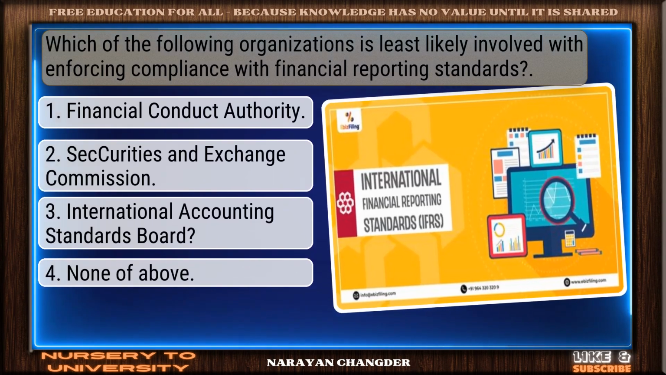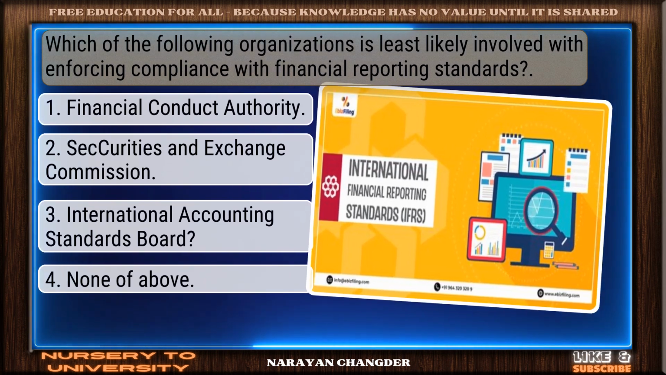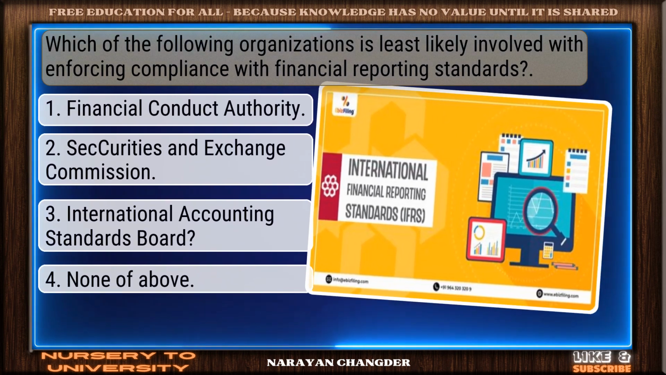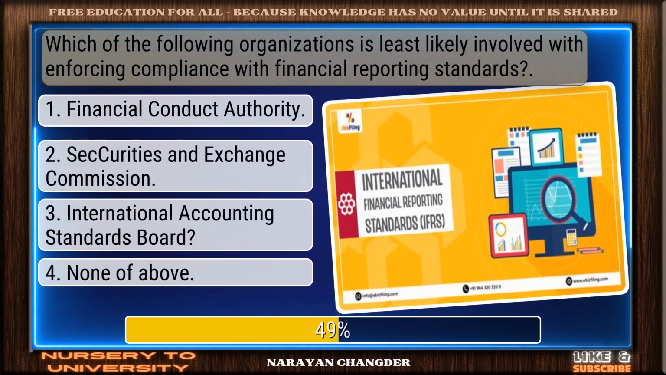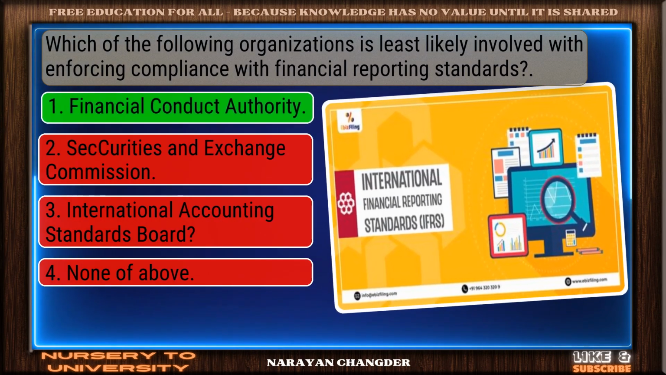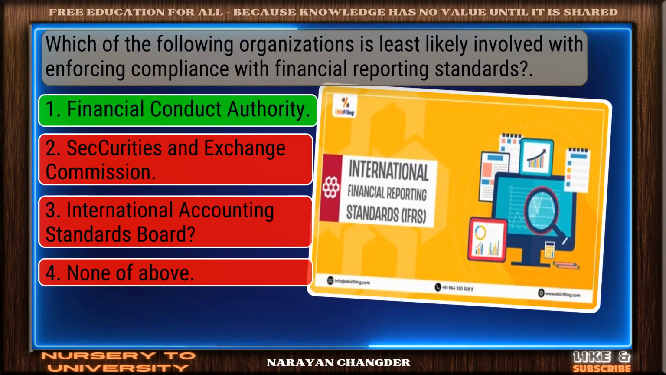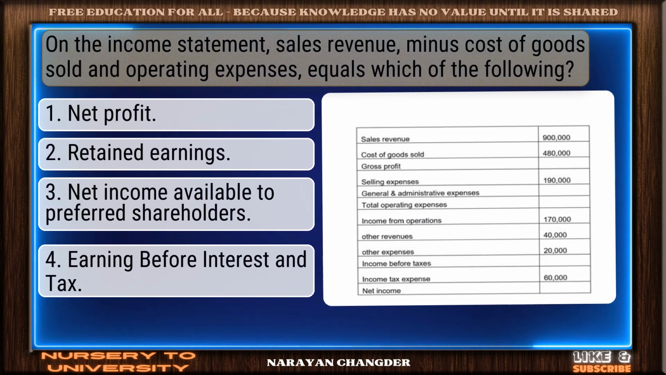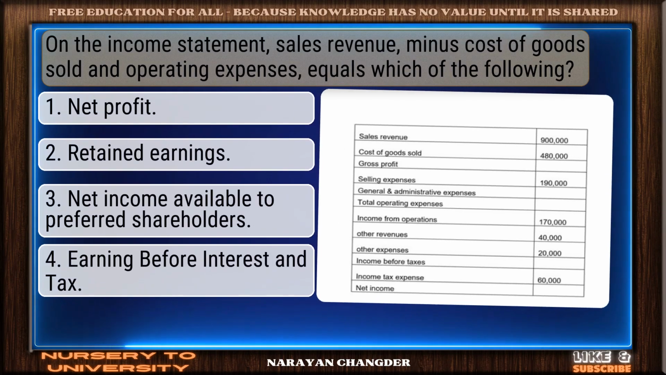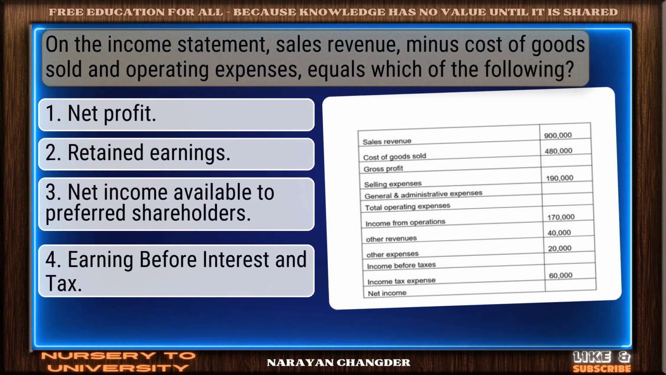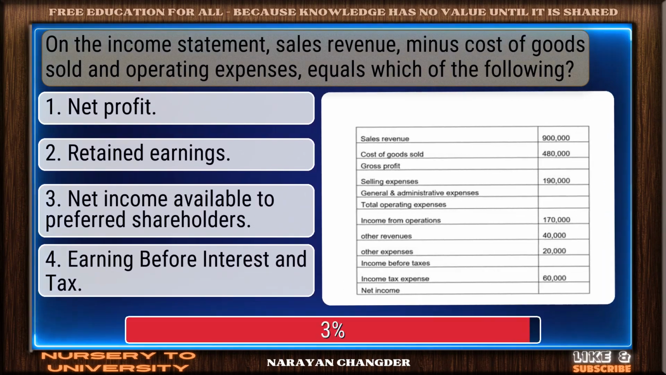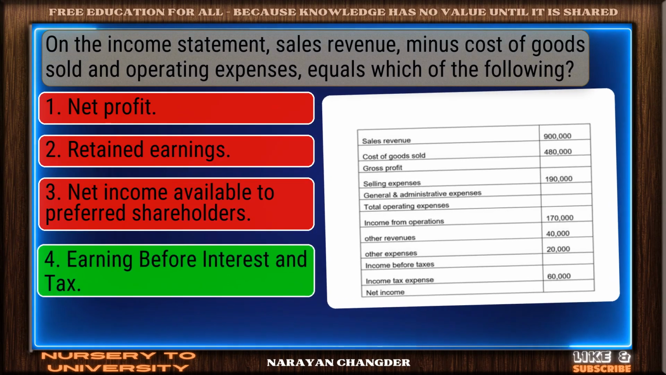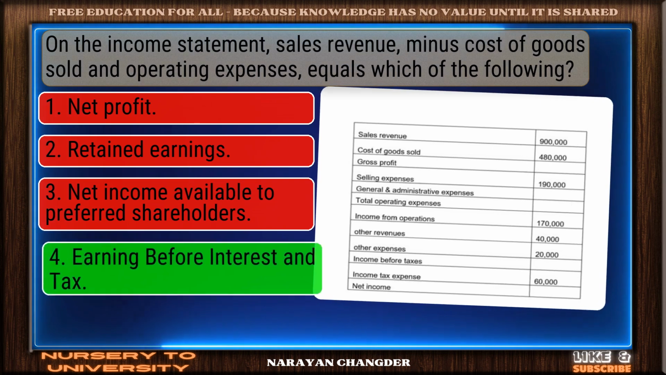Which of the following organizations is least likely involved with enforcing compliance with financial reporting standards? Good job. Your answer, Financial Conduct Authority, works well here. On the income statement, sales revenue minus cost of goods sold and operating expenses equals which of the following? Smart move. Earning before interest and tax is an accurate answer.